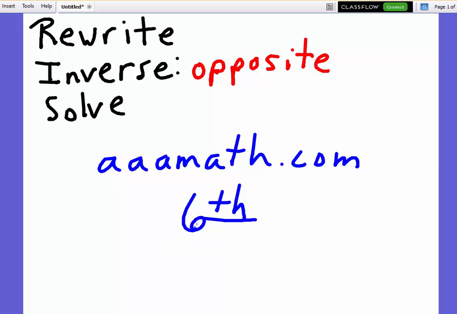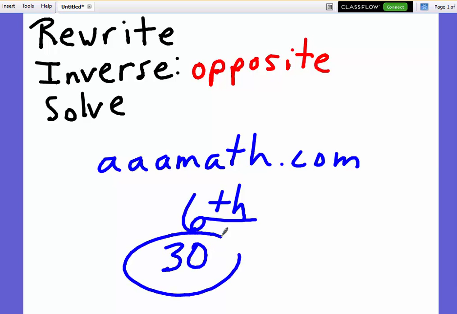After you have completed 30 problems on AAA Math, you may go to Math Games. Alright, good job. I hope you do well on your Socrative and your exit ticket.